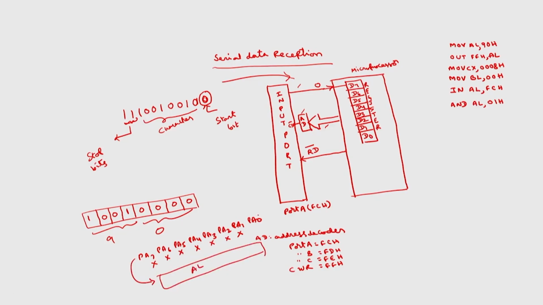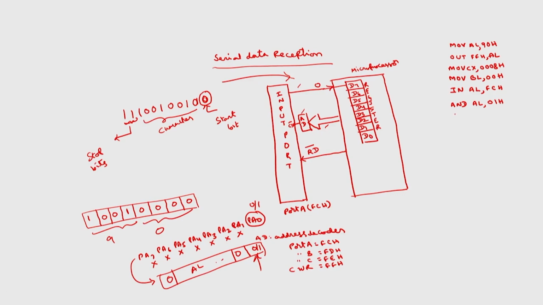So, what is interesting is that this bit will be received on PA0. That is why I am ANDing this one, so that if this bit is 0, it remains 0 only, and if this is 1, it remains 1 only, and the remaining bits all become 0. So, this is the bit that I want to read. That is why I have ANDed this AL contents with 01H.